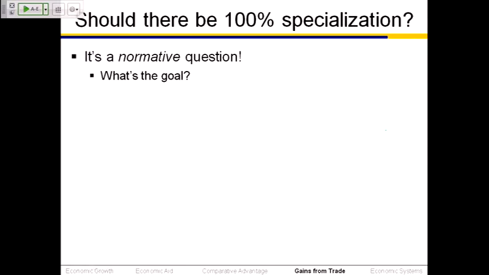It leads us to this question of whether or not there should be 100% specialization. Should we specialize in trade? There are gains from trade. There's going to be more output. The economy as a whole, on average, in the long run, is going to be better off. Should we do it? It's a normative question.